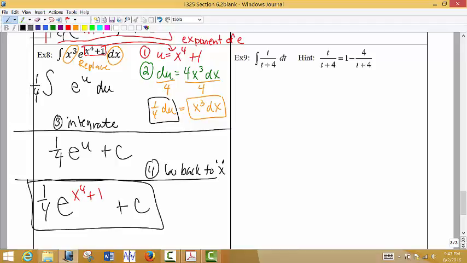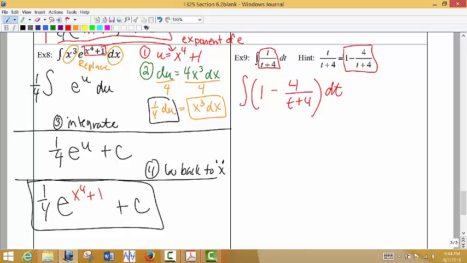Okay, and example 9 is going to give us a little hint, and we're going to take that hint and run with it. WebAssign also gives you this hint, so when you're working on this problem in WebAssign, just take the hint and run with it. It says that what we actually are looking to integrate is simpler if we think about it as 1 minus 4 over t plus 4. So we're going to say, here's what we're going to integrate.